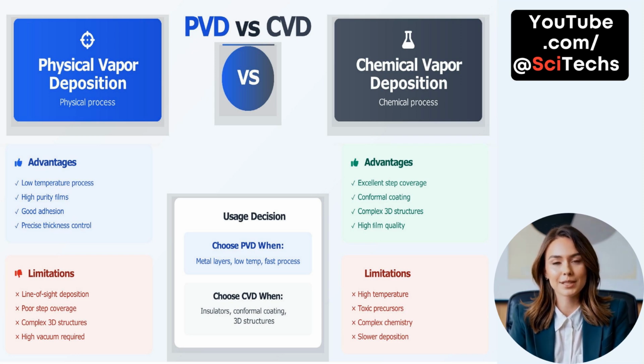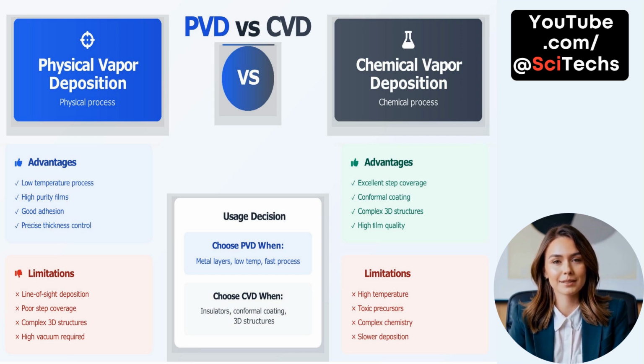However, PVD also has limitations. It relies on line-of-sight deposition, which results in poor step coverage and makes it unsuitable for coating complex 3D structures. Additionally, it requires high vacuum conditions.